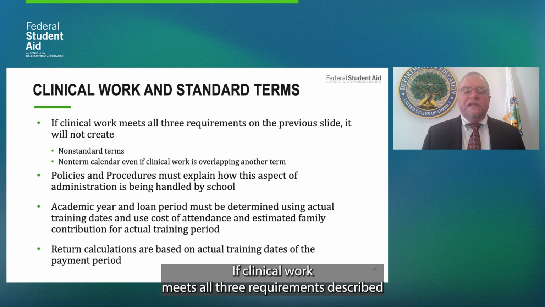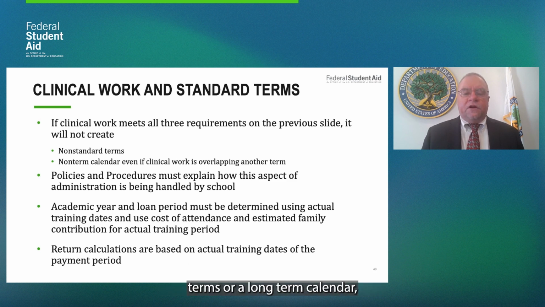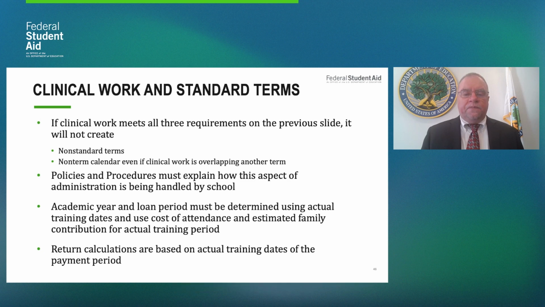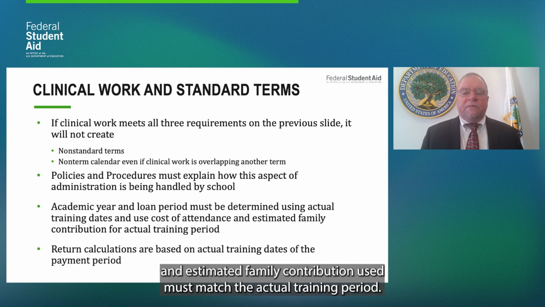If clinical work meets all 3 requirements described on the previous slide, it will not create non-standard terms or a non-term calendar, even if clinical work is overlapping another term. The academic year and loan period must be determined using actual training dates, and the cost of attendance and estimated family contribution used must match the actual training period.